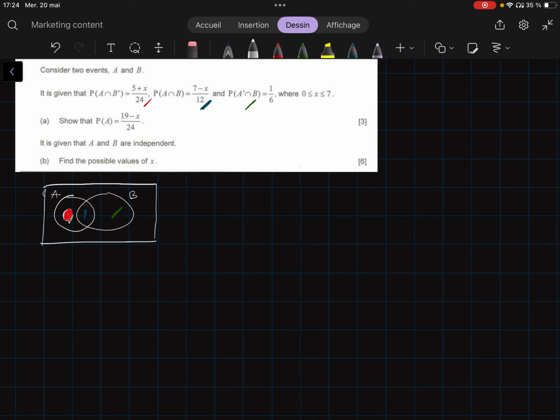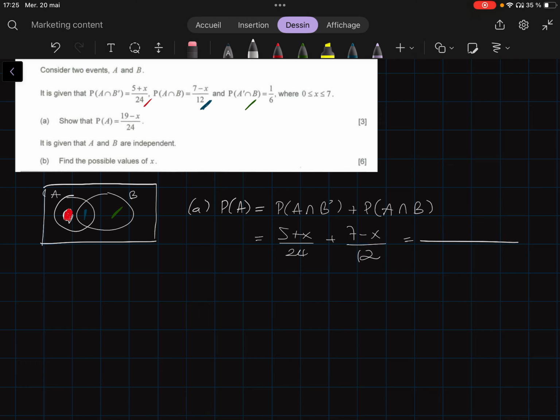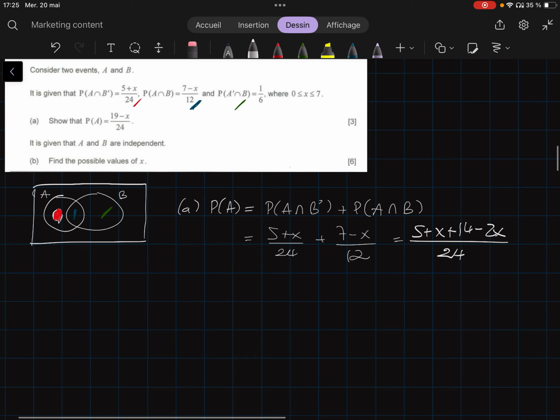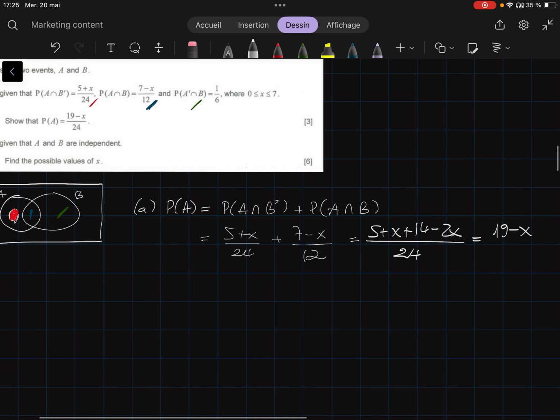So the probability of A is going to be probability of A intersecting not B plus probability of A intersecting B. So this would give you this expression. Add the two fractions, and you will get 19 minus x divided by 24. I do not understand why this is 3 marks. And this is a show that question as well.